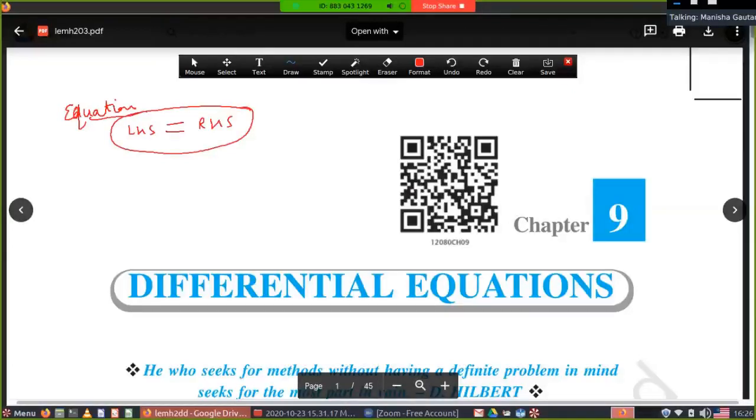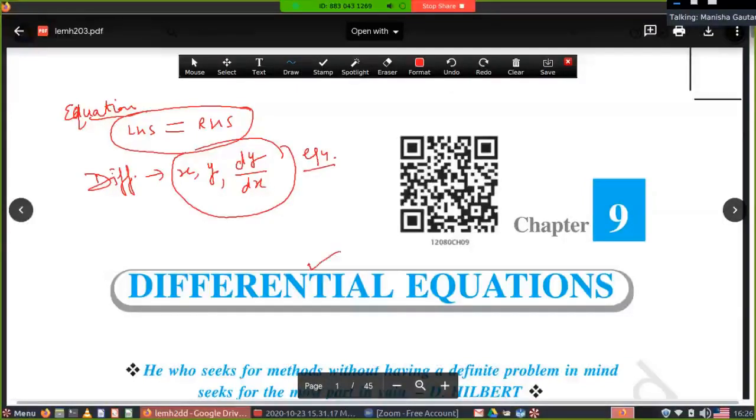Here we are talking about differential equation. Differential means when independent variable x, dependent variable y, and dependent variable's derivative with respect to the independent variable, these three come in an equation, then the equation becomes a differential equation. Now after this, two terms we will study.